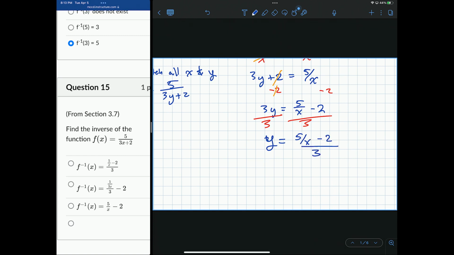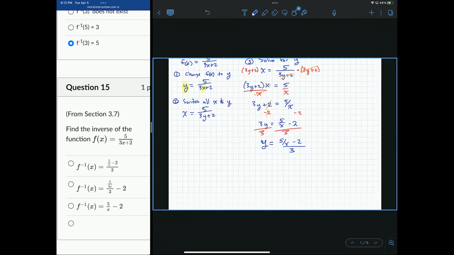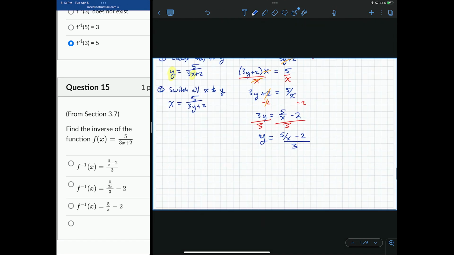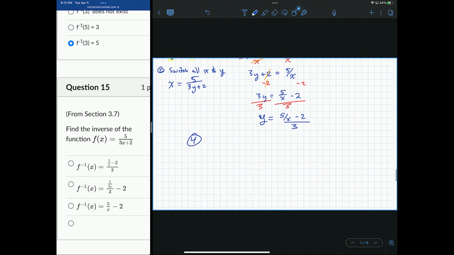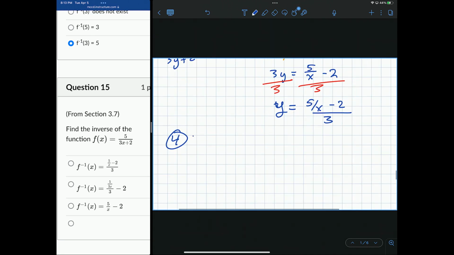I listed it that way in the answer, by the way. But that was almost the last step. Your last step after you solve for y is to rename y to be the name of your inverse, which in this case will be f inverse. So f inverse of x is 5 over x minus 2 over 3. And that's how I wrote it over here. So it looks like the first option is correct. The others are wrong for various reasons.